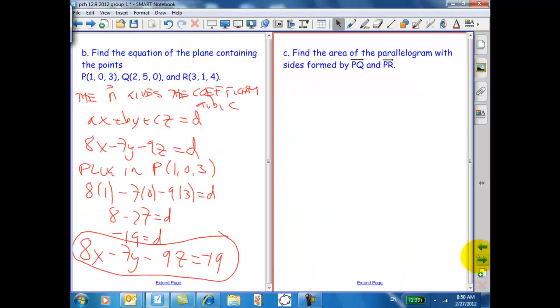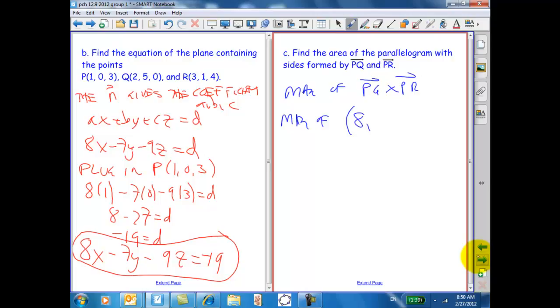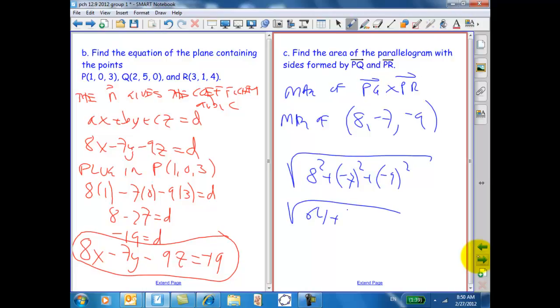Now, find the area of the parallelogram with sides PQ and PR. This is the other reason I want to pick PQ and PR. Correct. It's the magnitude of PQ crossed with PR. So it's the magnitude of, what was the vector we ended up with? 8, negative 7, negative 9. So that's the square root of 8 squared plus negative 7 squared plus negative 9 squared. Okay? 64 and 49 and 81.